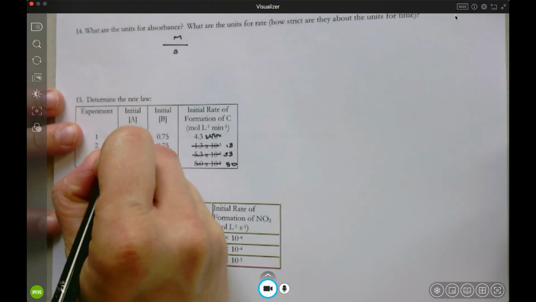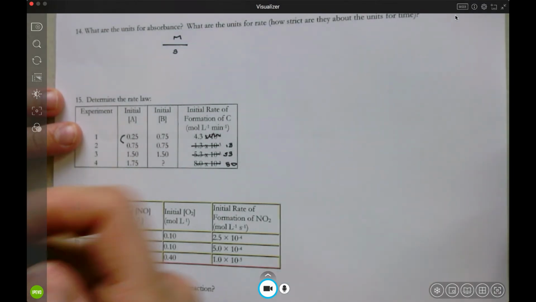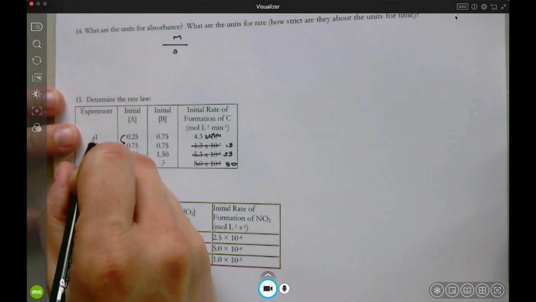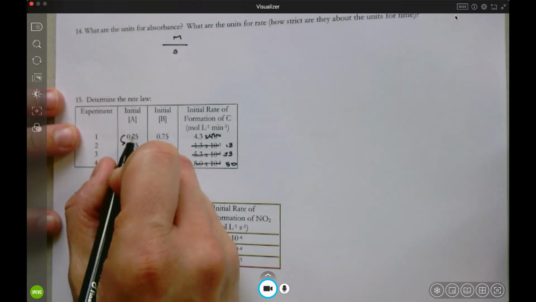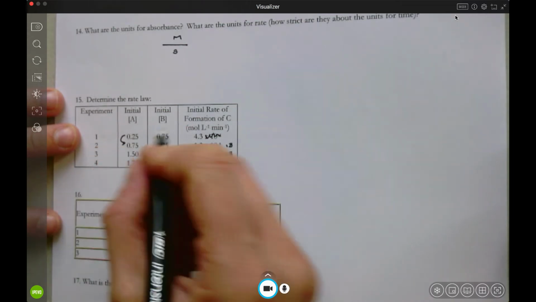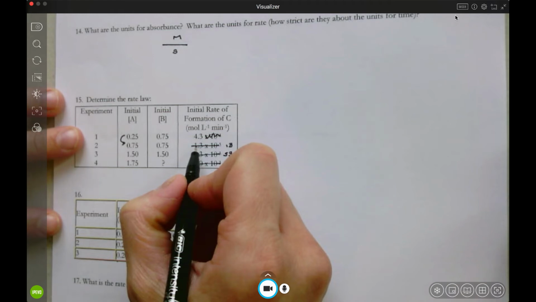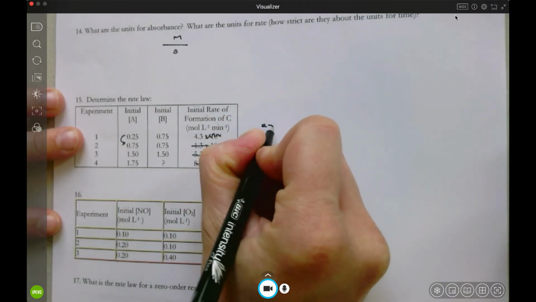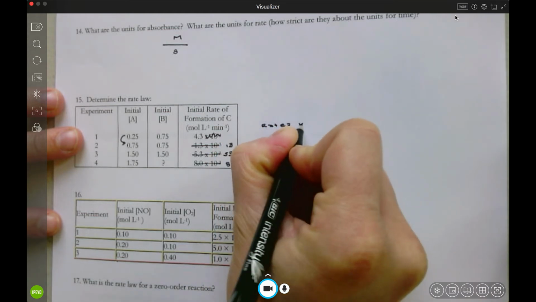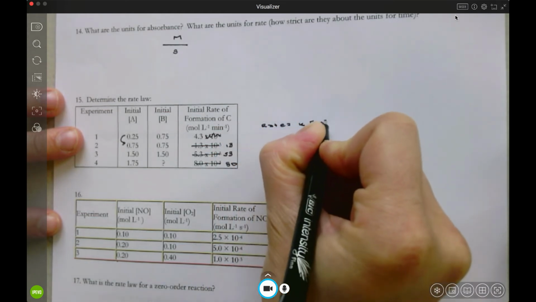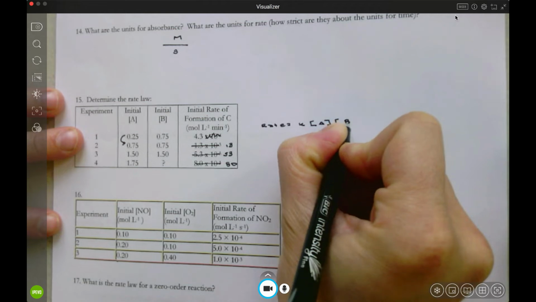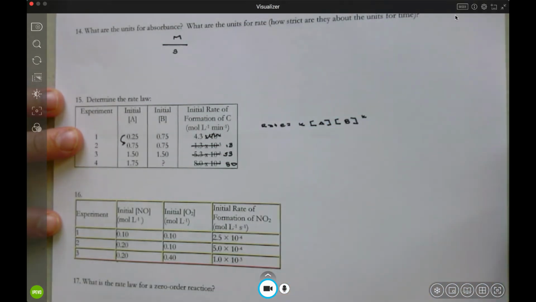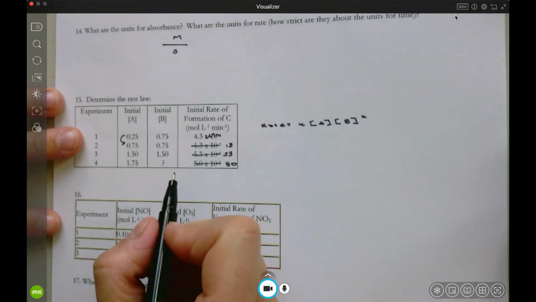Now, I'm going to explain it verbally. I want you guys to write out the explanation. From experiment 1 to experiment 2, my concentration of A triples, and my rate triples, which means it is first order with respect to A. Okay? But now I need to figure out the order for B. I don't know it. Here's why this is tricky.